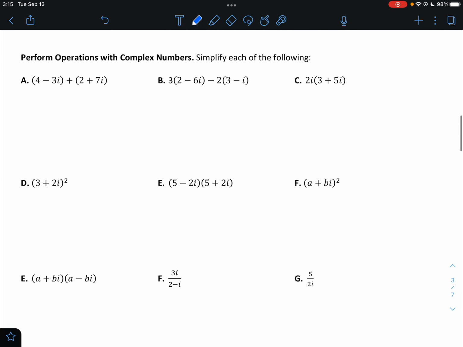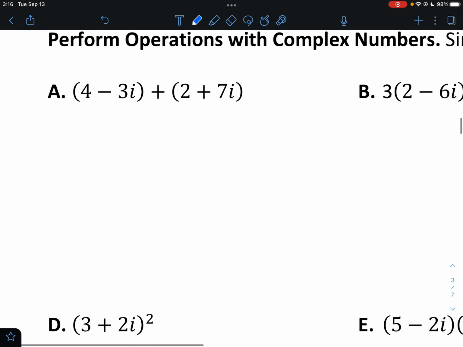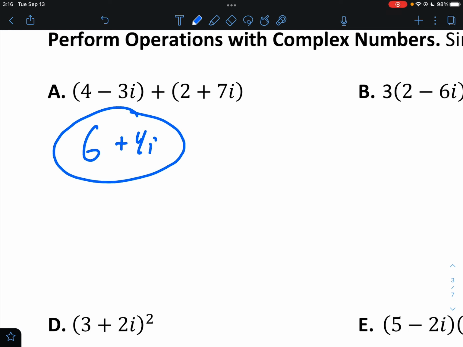We can also perform operations with complex numbers. We can add them, subtract them, multiply, and divide them. When you add or subtract complex numbers, you want to add or subtract the real parts and add or subtract the complex parts. So 4 plus 2 is 6. Negative 3 plus 7 is 4, so 6 plus 4i.